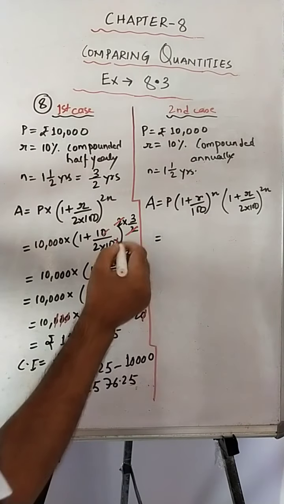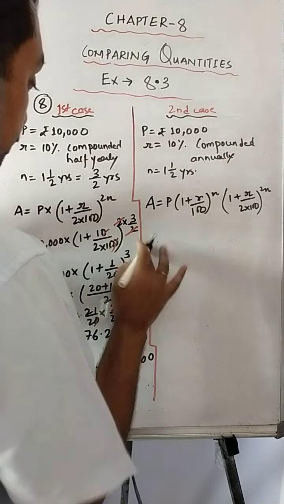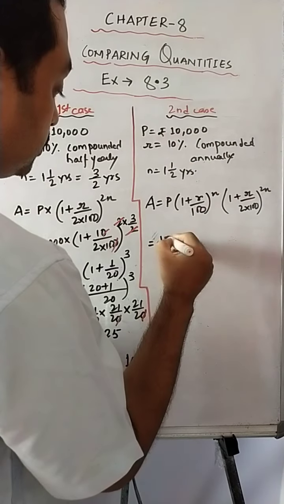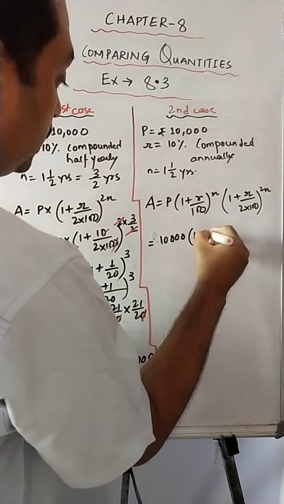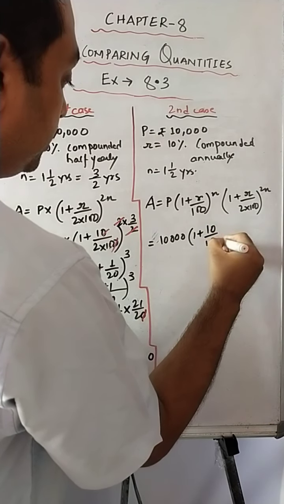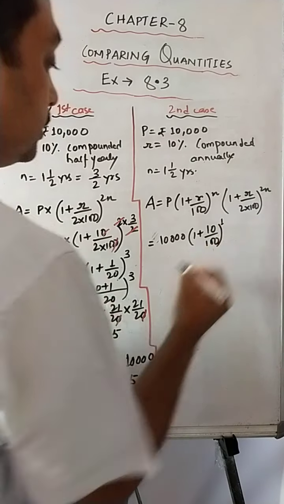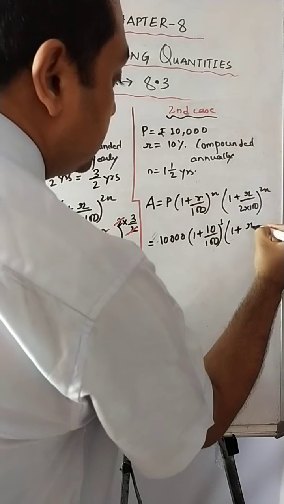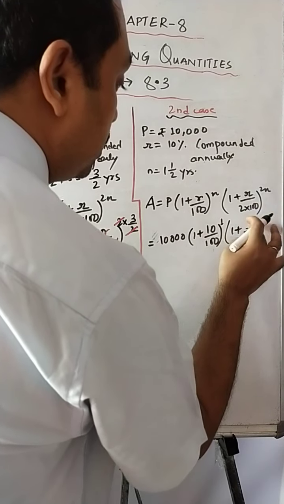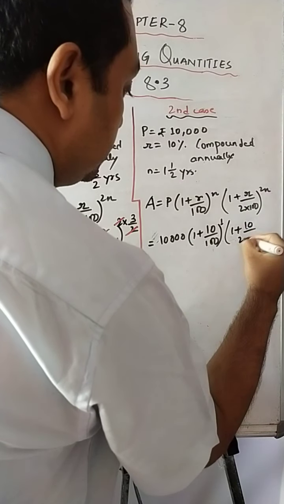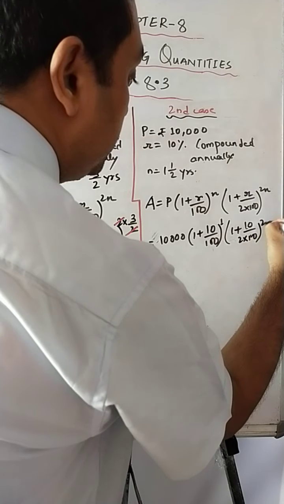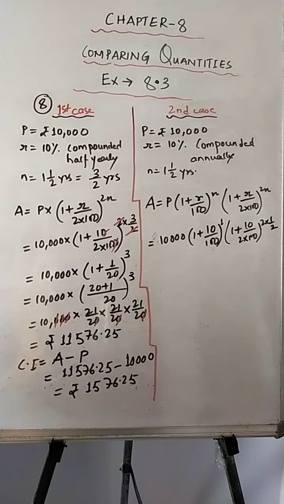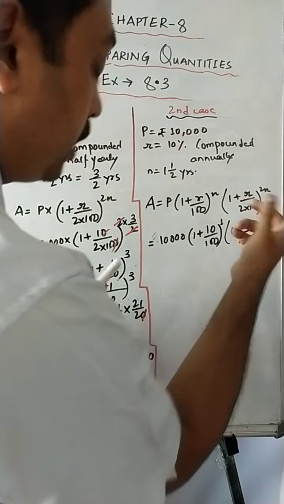Now, what is P? P is 10,000. Just put it. So 1 plus R is 10 by 100, to the power 1, because this is for 1 year. And the second part, 1 plus R by, sorry, 10 by 2 into 100, to the power 2 into half, because this part is meant for half year.